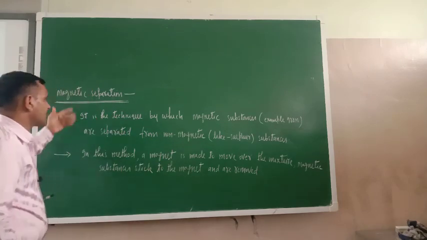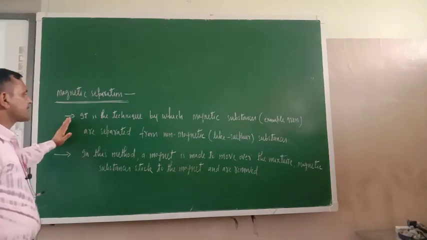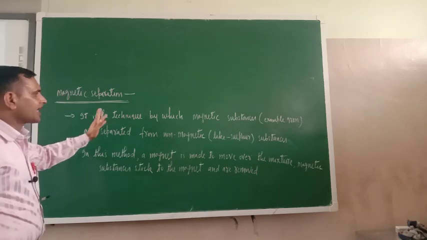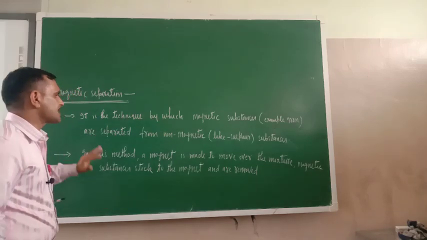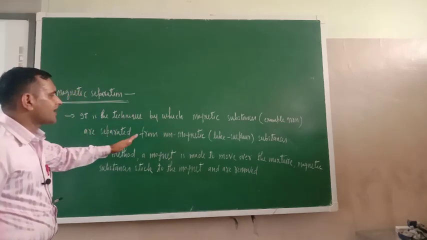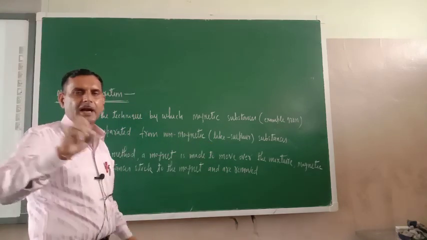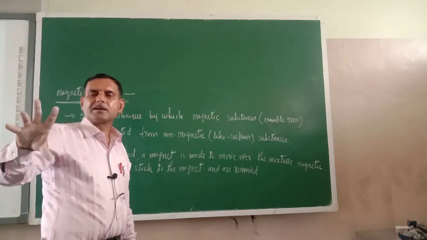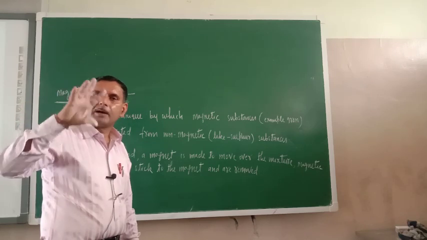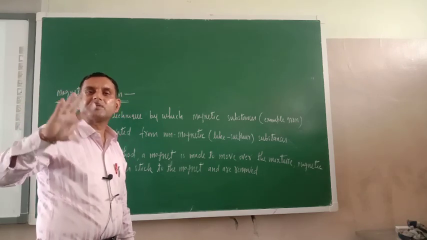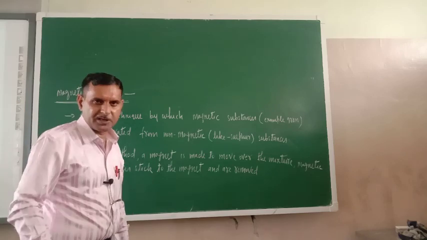Now another method is magnetic separation. In magnetic separation, what is there? It is the technique by which magnetic substances like iron are separated from non-magnetic substances like sulfur. So try to understand. In magnetic separation, magnetic material can be separated from non-magnetic material.